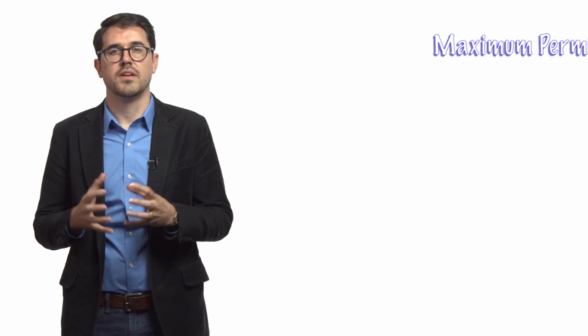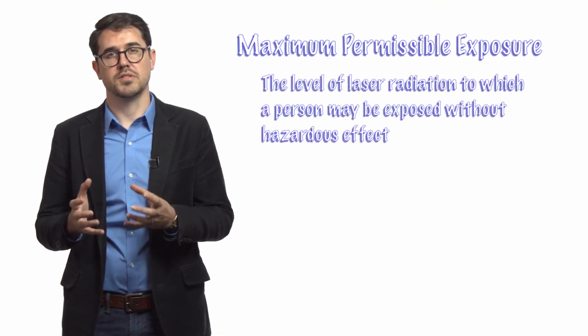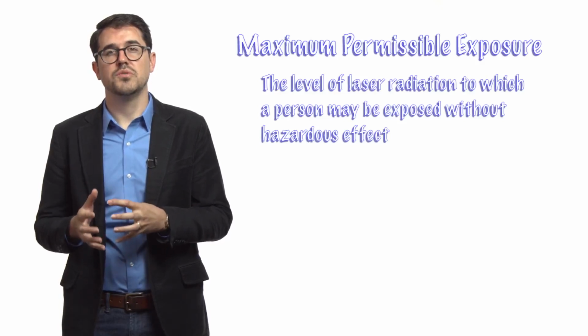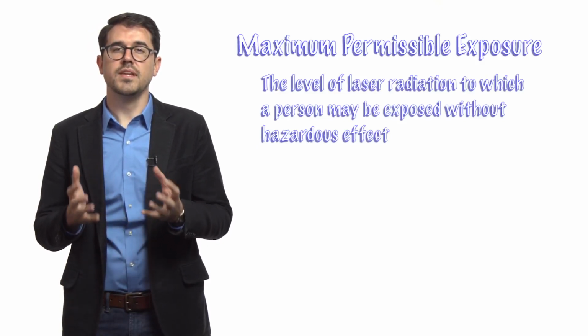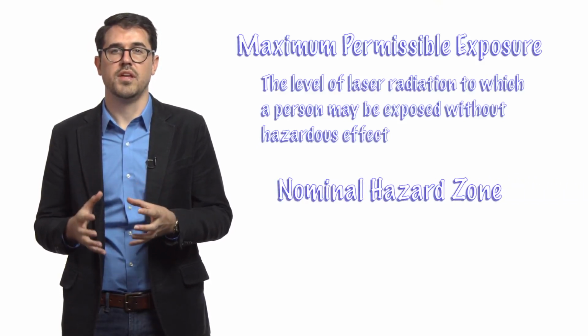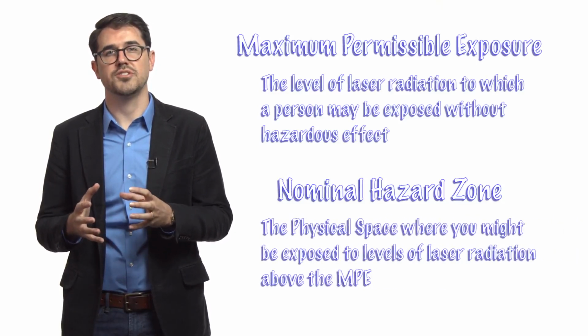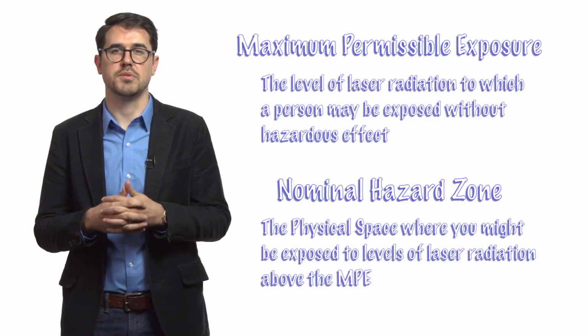There are two terms that we use when talking about laser exposure. First is the maximum permissible exposure, which is the level of laser radiation that you can be exposed to without damage. Next is the nominal hazard zone, which is the physical space where you might be exposed to levels of laser radiation above the maximum permissible exposure.